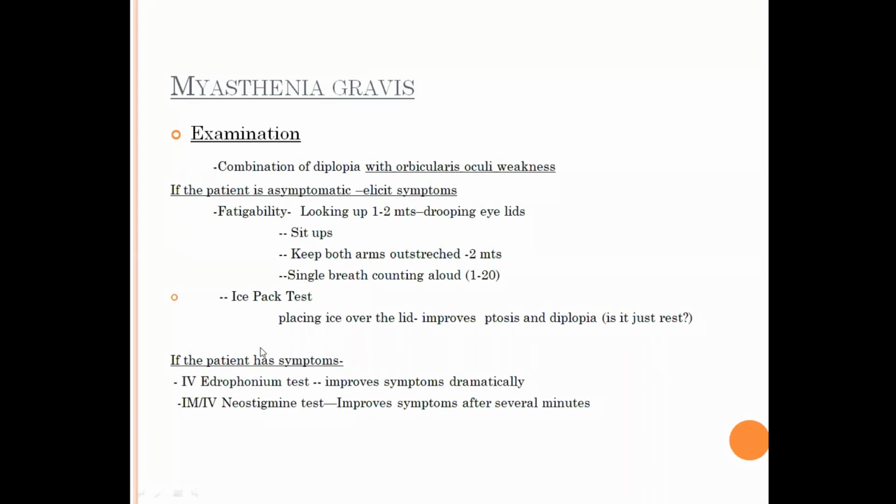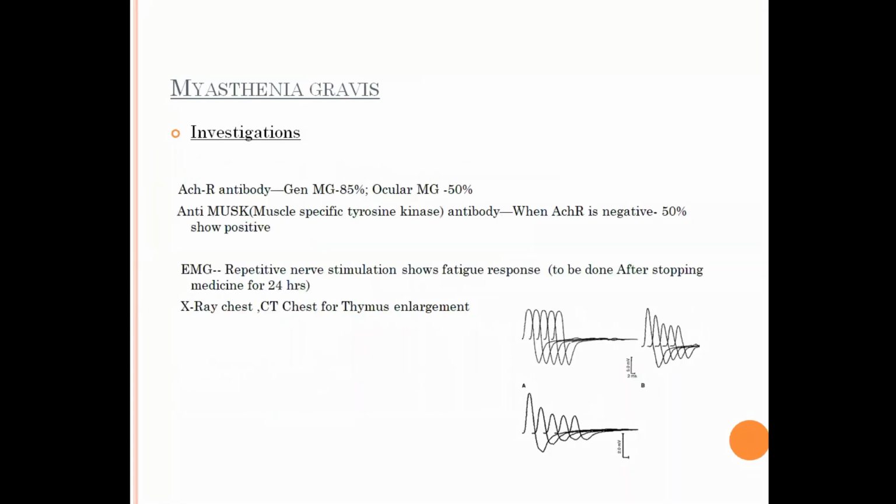Suppose the patient comes with symptoms. The IV edrophonium test improves dramatically, or you can do an intramuscular or intravenous neostigmine test, which confirms clinically that this is a case of myasthenia.